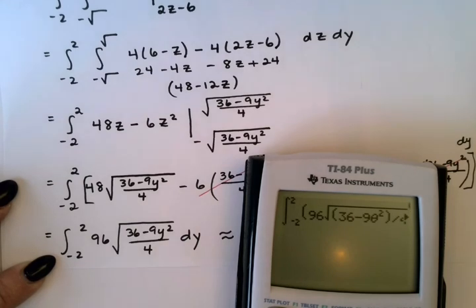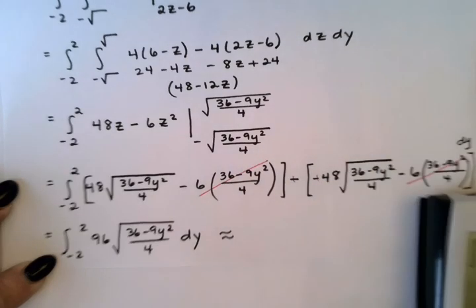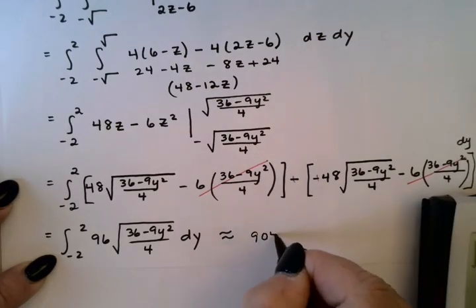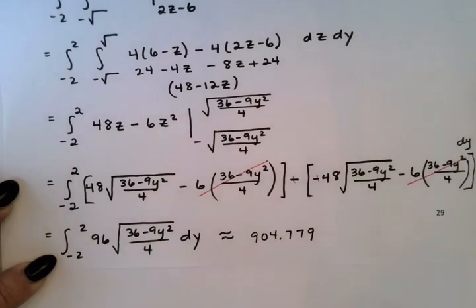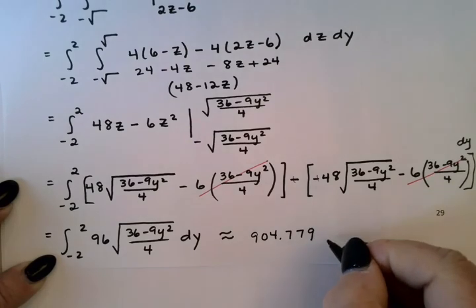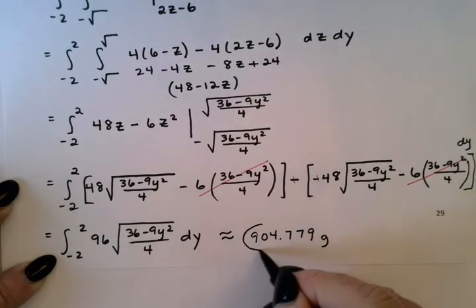And even the calculator is going to take me a minute on this one. I think we end up getting a pretty large number, and the calculator takes a while to get it iterated out enough to be confident that it has enough decimal places in its answer. There we go. 904.779. And since this is mass, and we were given units this time, that is in grams.